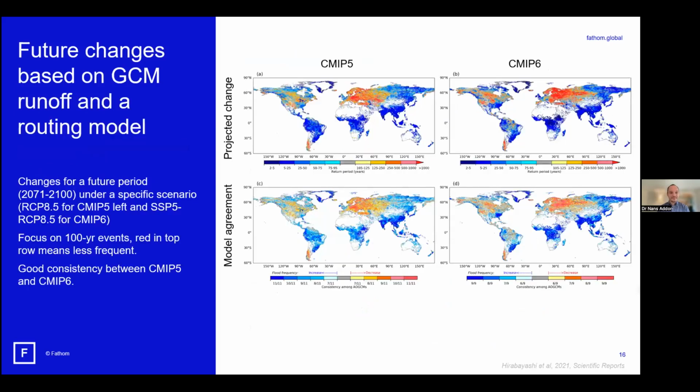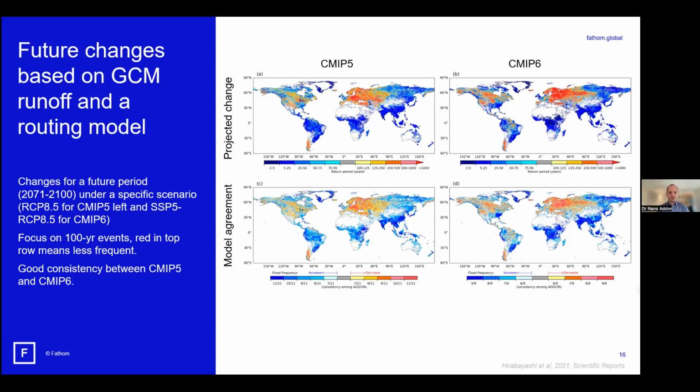Next slide, please. Another approach, which is a little bit more involved, is, instead of using directly the flow simulated by the GCMs, one can use the runoff and then use a routing model to simulate the flow. Using a routing model means that you can operate at finer resolution than the grid of a GCM. In this specific study, they look at changes between the current period and the last 30 years of the 21st century. And they're not looking at trends, they're looking at changes in the 1 in 100-year event.